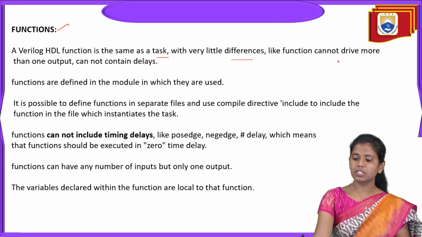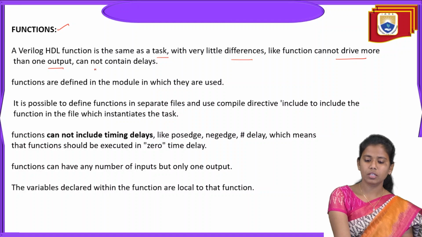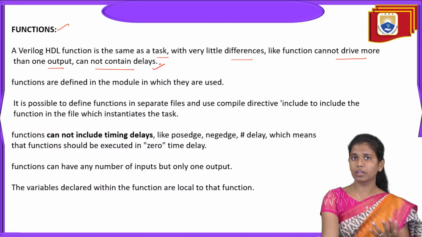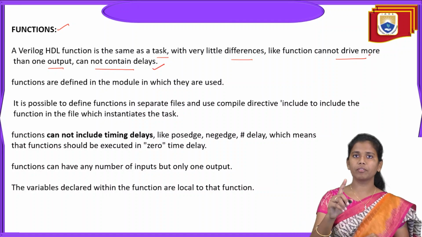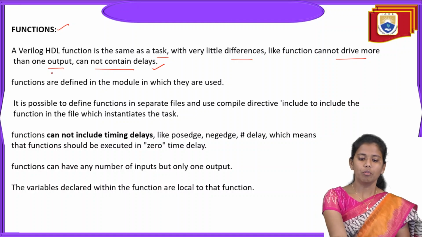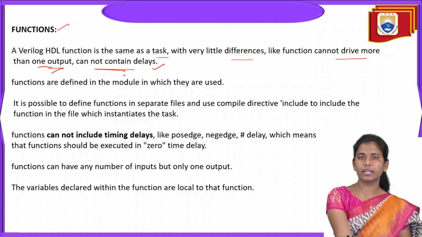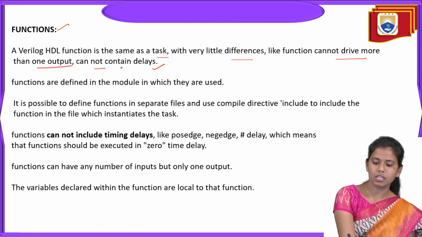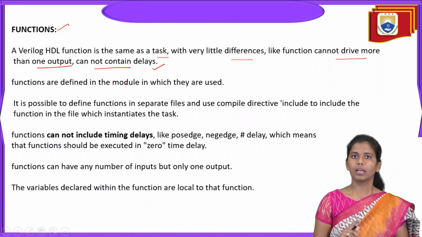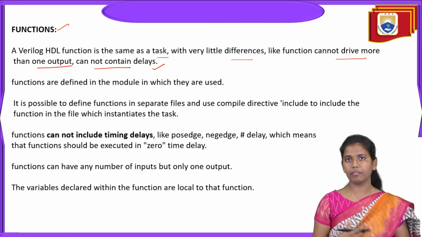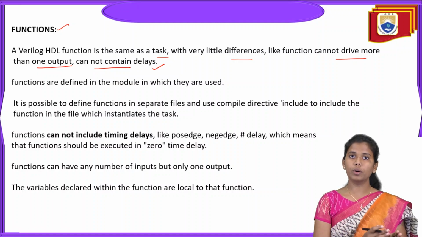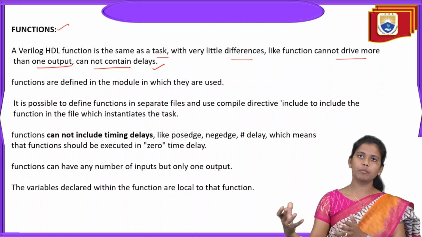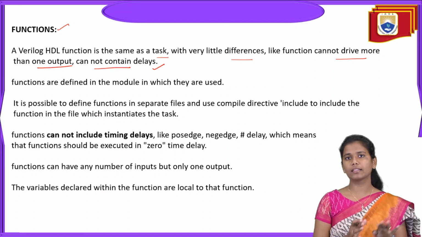The difference is functions cannot drive more than one output and cannot contain delays. So in the functions, we cannot consider delays, and the output can be formed in only one output. These are the two important points to be remembered when it comes to functions: the function contains only one output, and it cannot have any delays. They do not work with respect to time, whereas in the task we see that at different intervals of time different tasks can be performed, but not like the functions.